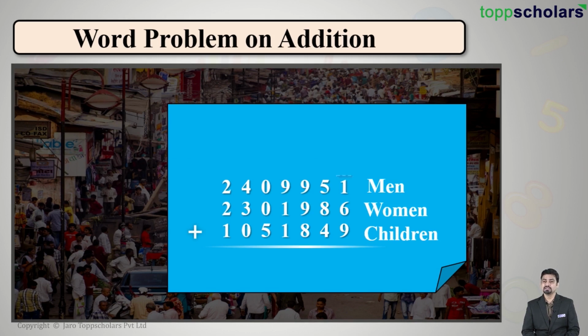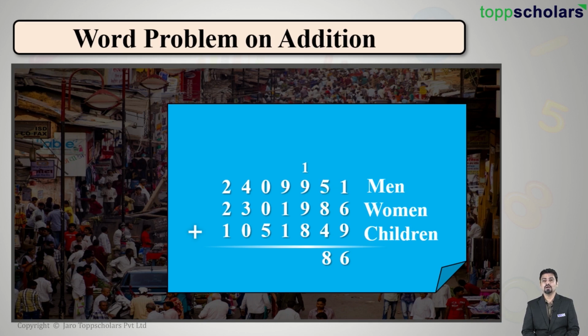When we add the digits in ones place, we get the answer as 16. Write the 6 in ones, carry ahead the 1 in the tens column. In the tens column, I have 1 and then 5, 8 and 4. If you add these 4 digits, you get the answer as 18. Again, 8 will be in the tens column and 1 will go to the hundreds column.